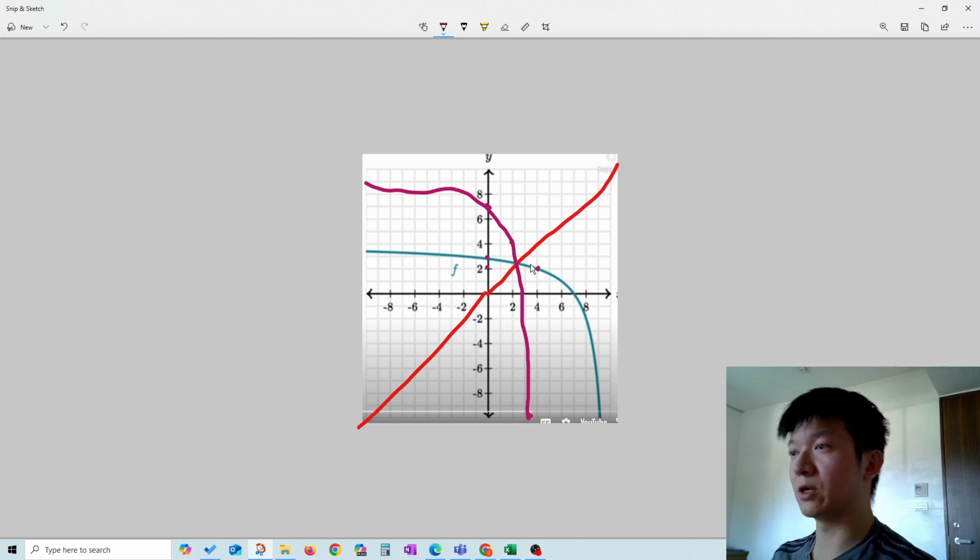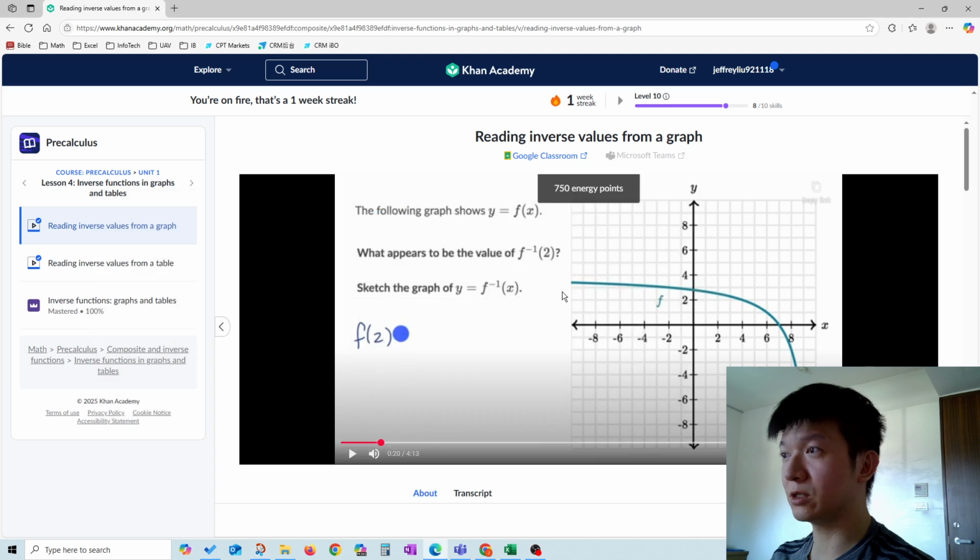Alright, so we know 2 is crossing the 4. Okay, so that answer gives us the confidence that this is 4, right? And sketch the graph of y equals f inverse of x. Okay, so we sketched it.